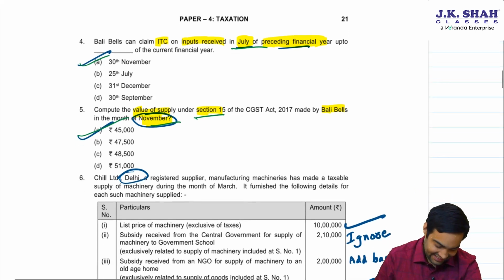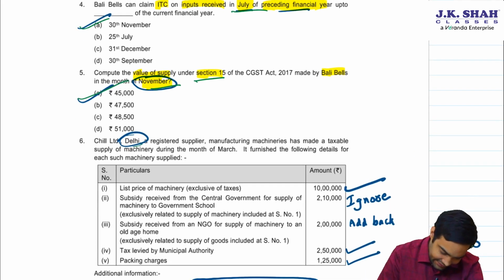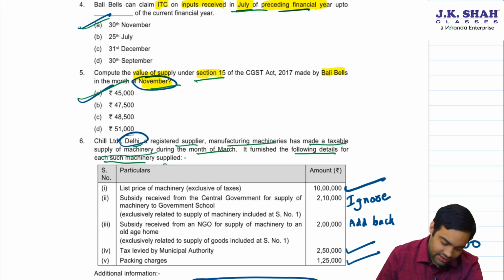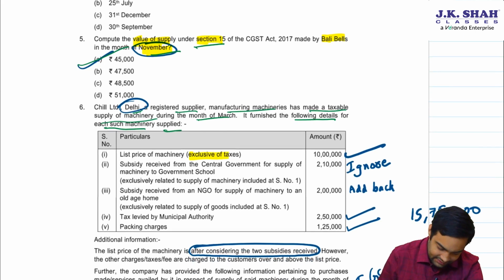Fine. Let's see the next one. Chill Limited, Delhi, a registered supplier of manufacturing machineries, has made the taxable supply of machine during the month of March. It has furnished the following details for each machine supplied. List price exclusive of taxes. Will it form part of value? The answer is yes.